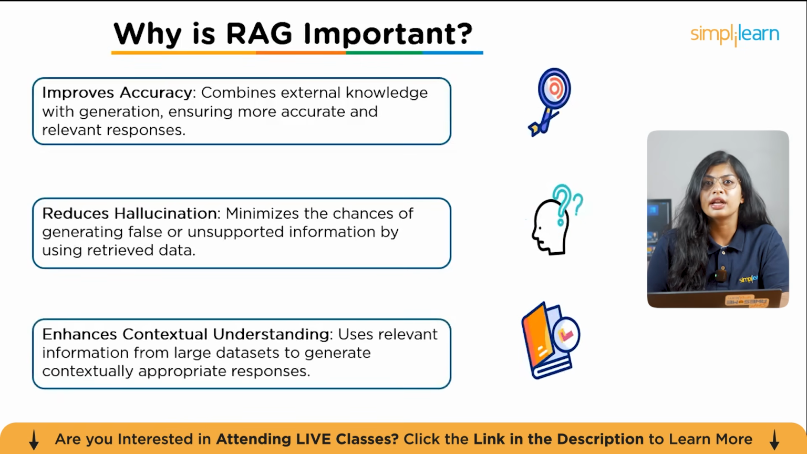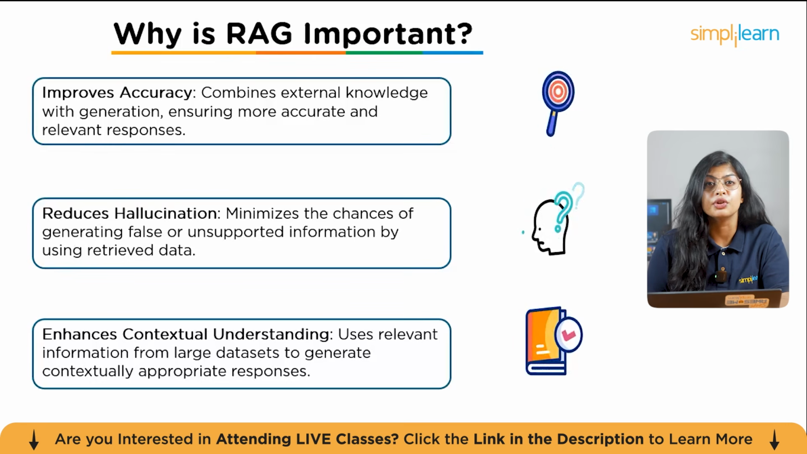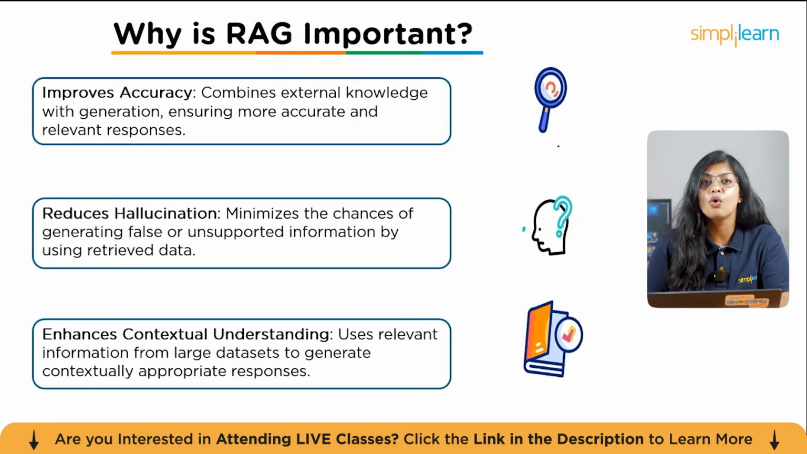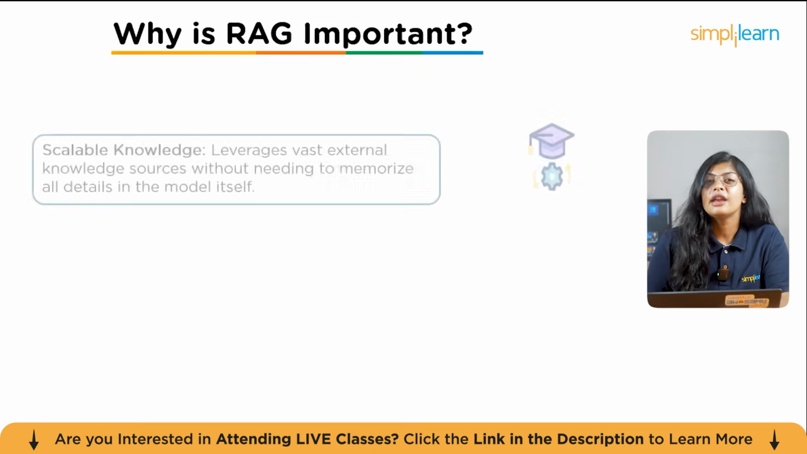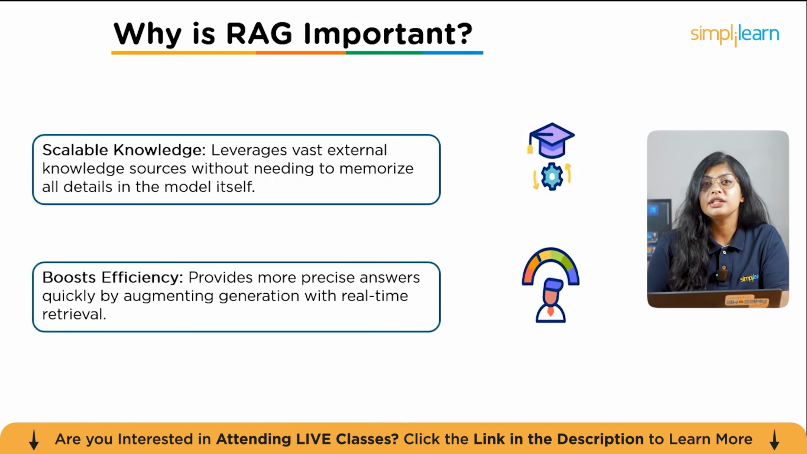The third reason is contextual understanding. RAG helps the model understand what information is relevant for the current question, so the answer is more context-aware instead of generic. Next is scalable knowledge. In traditional models, adding new information often requires retraining the model, which is expensive and time-consuming. With RAG, we don't need to retrain the model when data changes. We simply update the external data sources and the model can immediately use the new information. Next point is efficiency. RAG retrieves only the most relevant data for a query instead of processing everything.